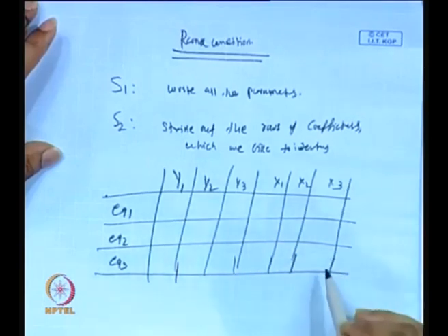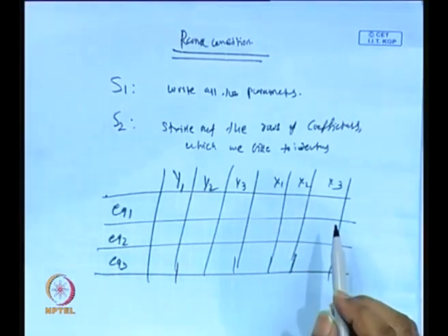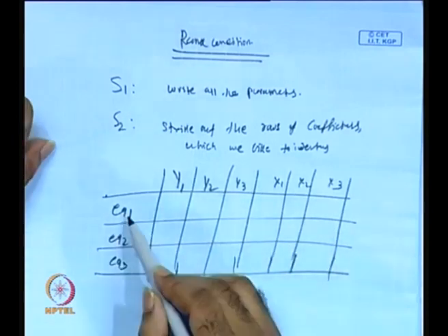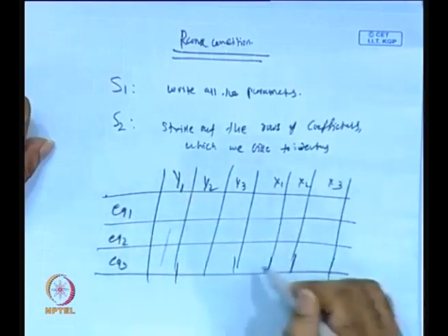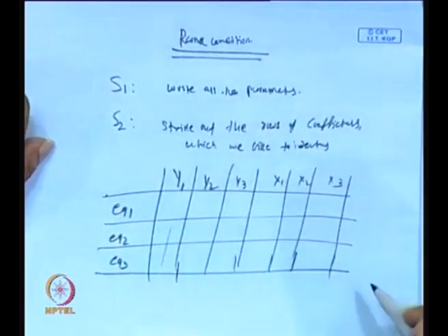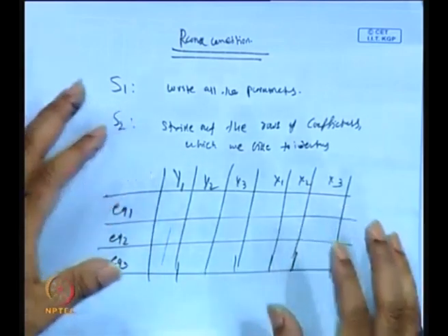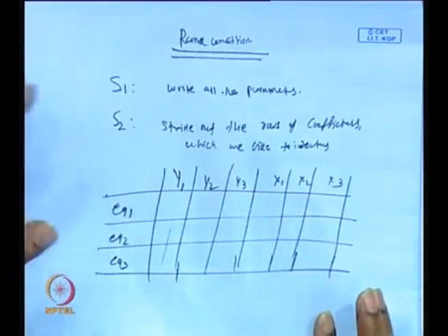Now the second step is to strike out all the rows of the coefficients which you would like to identify. I will highlight all these with a particular example. Once you fill up all these gaps, this matrix is the coefficient of all these variables, which we have not used in the counting rules. In the order condition, the coefficients of all these variables are very important to test the rank condition for the identification problem. Now there are 3 equations here: equation 1, equation 2, equation 3.